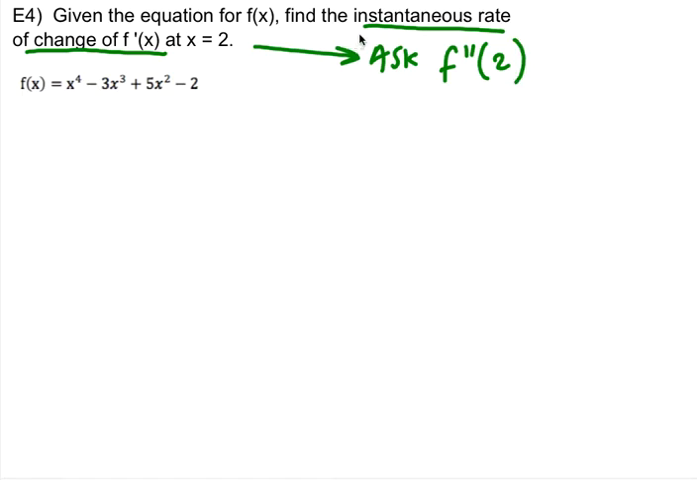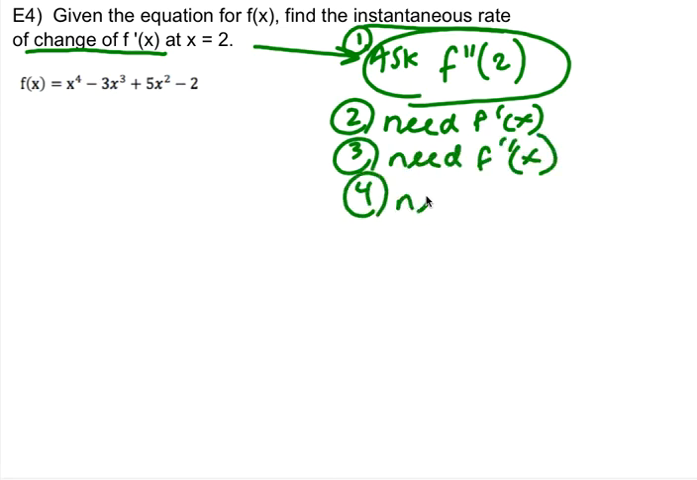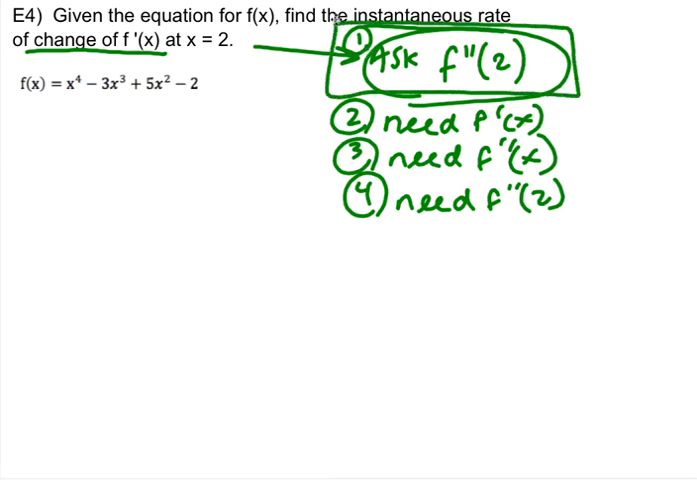So the first step in any one of these problems is to translate. The second step is you need to find f prime of x. Then you need to find f double prime, because you can't get to the double prime without the first derivative. And then you need to plug in 2. So this one little phrase is actually asking you to translate and do a whole bunch of stuff. Once I know what they're asking me, I then have a course of action of how to proceed.